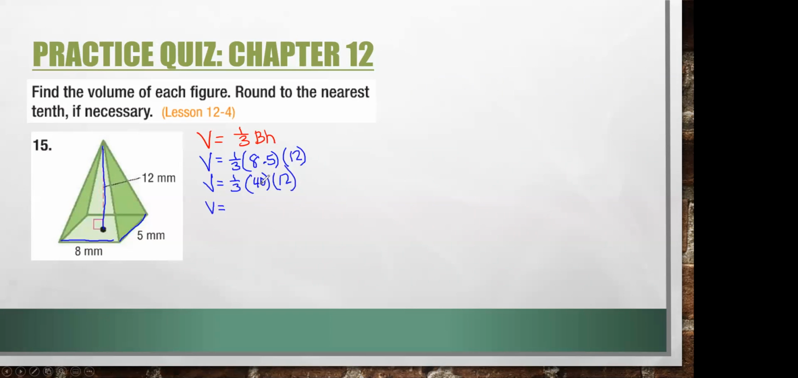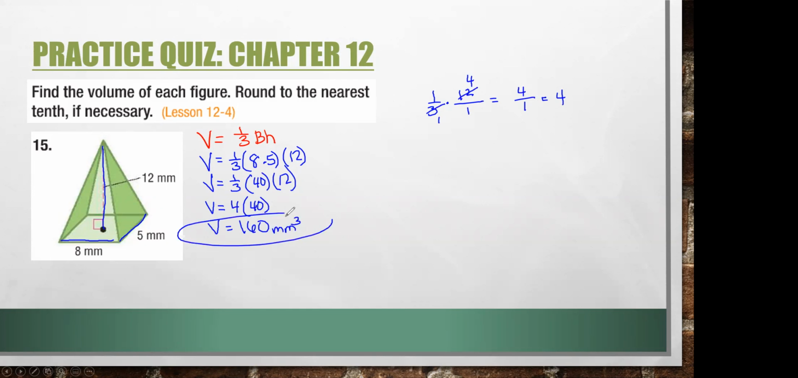And we can multiply 40, or we can multiply 1/3 times 12, right? 1/3 times 12 over 1. We could cross simplify here, and we end up with 4 over 1, which is just 4. So that's 4 times 40. And then, so the volume is 160 millimeters cubed, okay?